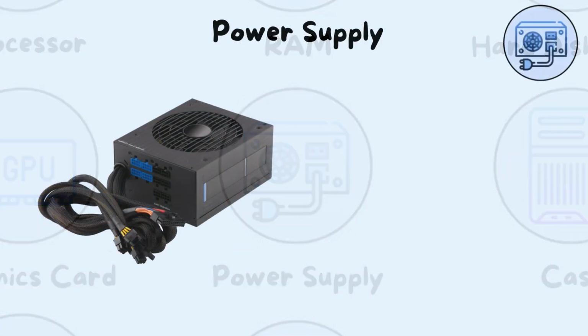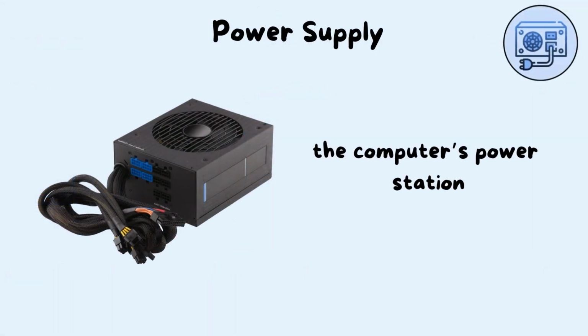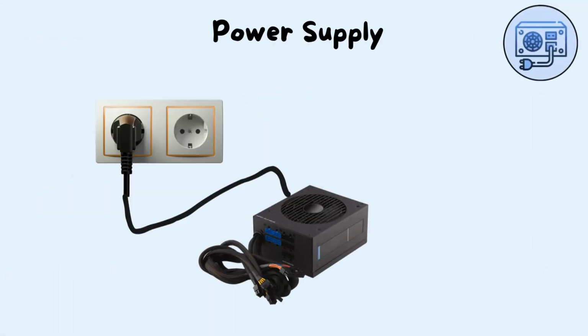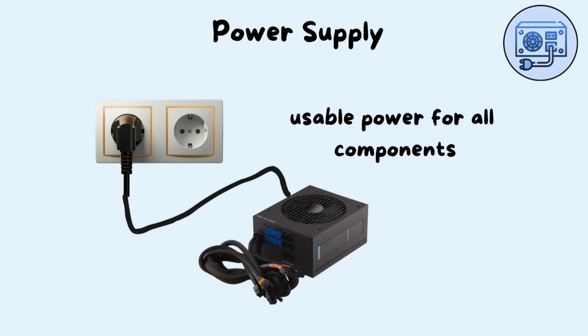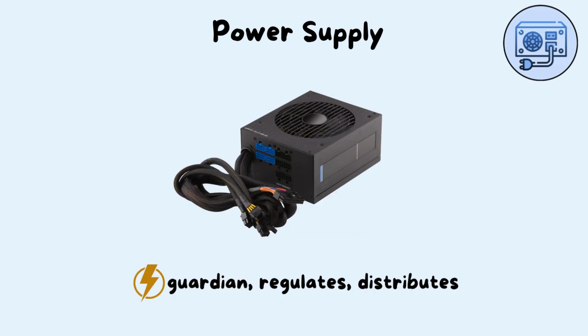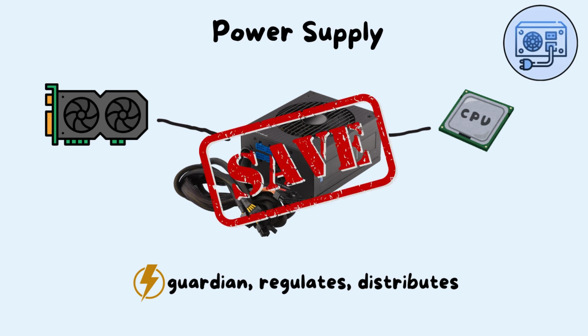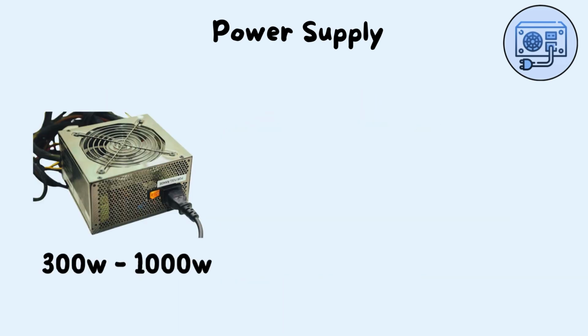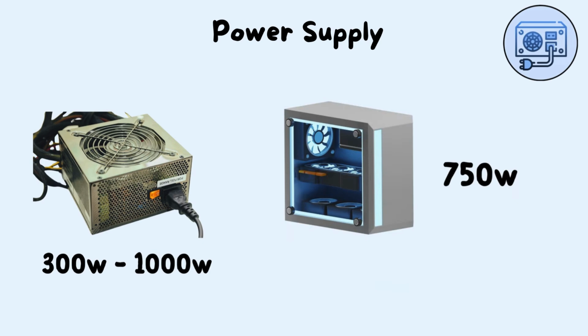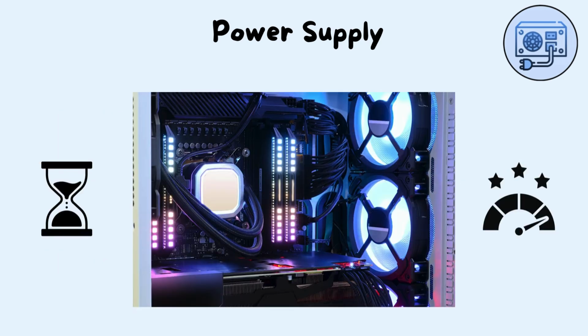Power supply. The power supply is the computer's power station. It converts electrical current from the wall outlet into usable power for all components. Acting as a guardian, it regulates and distributes voltage precisely to the CPU, GPU, and other hardware while protecting them from power fluctuations. Its wattage depends on the system's needs. More powerful setups require stronger PSUs, directly affecting performance and component lifespan.